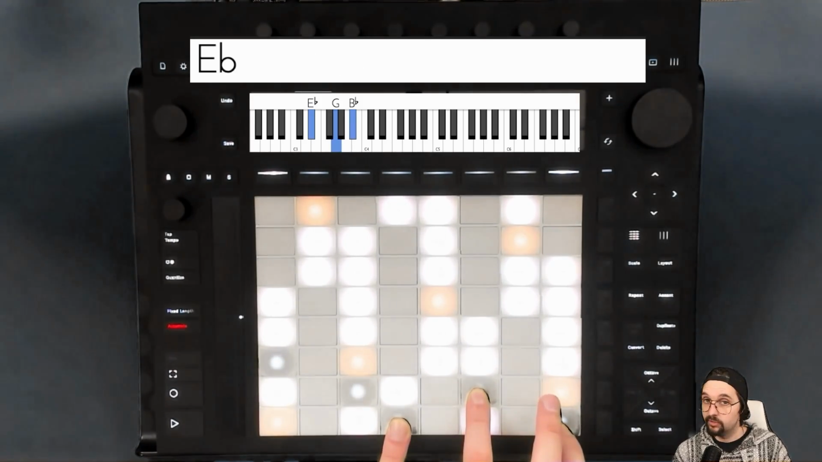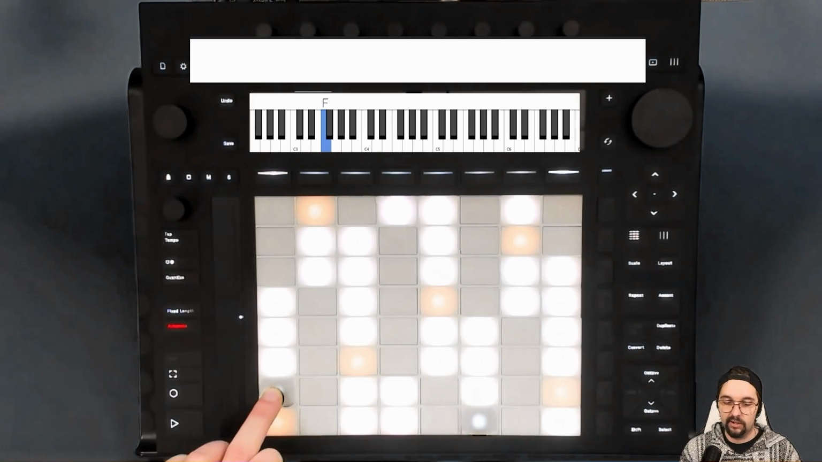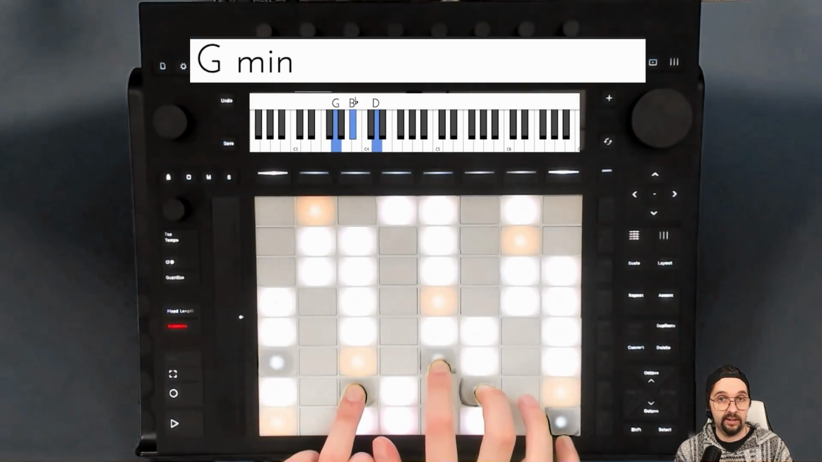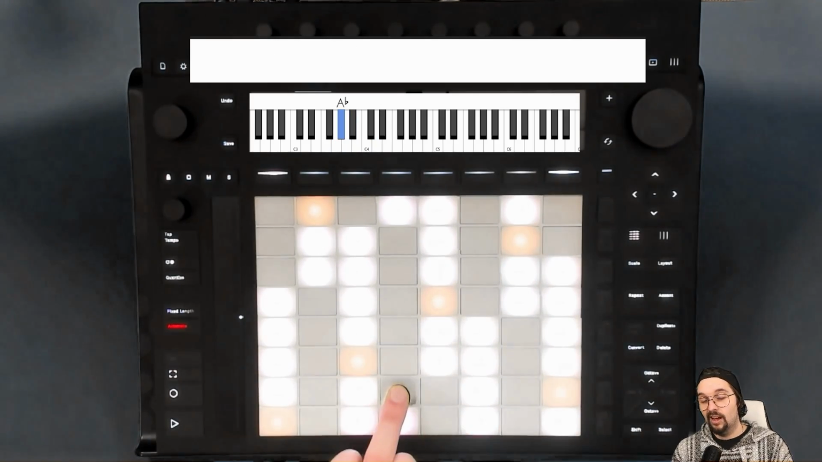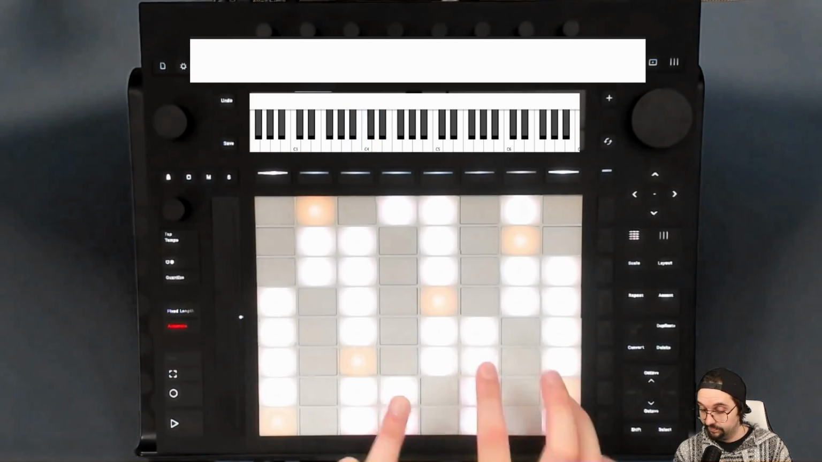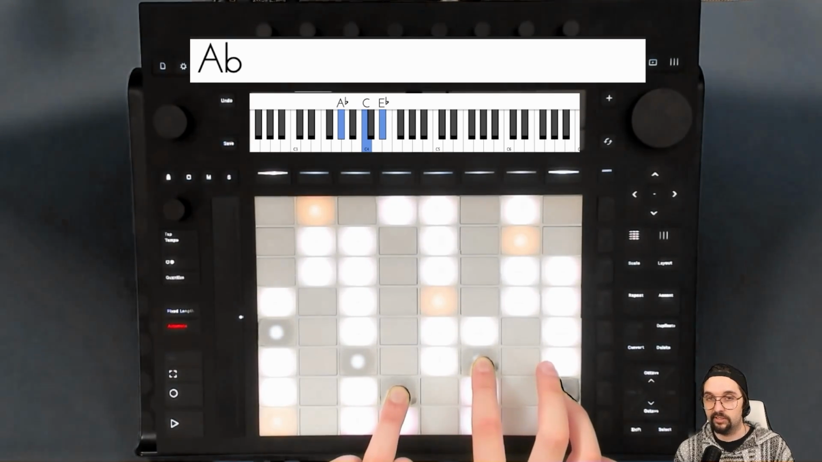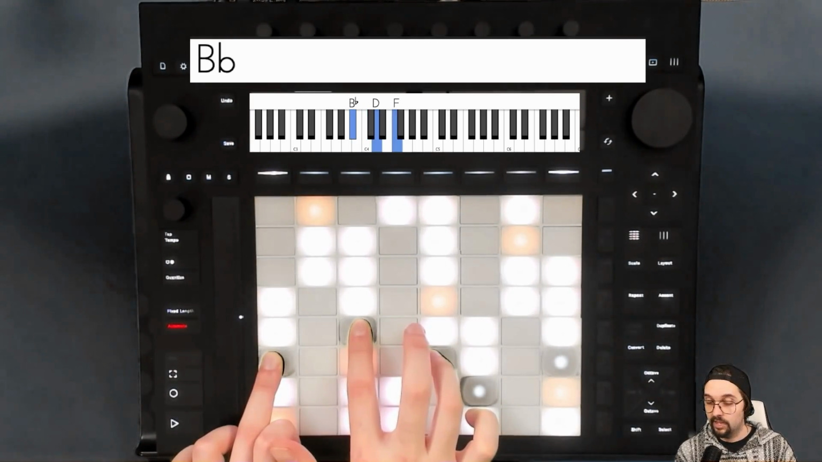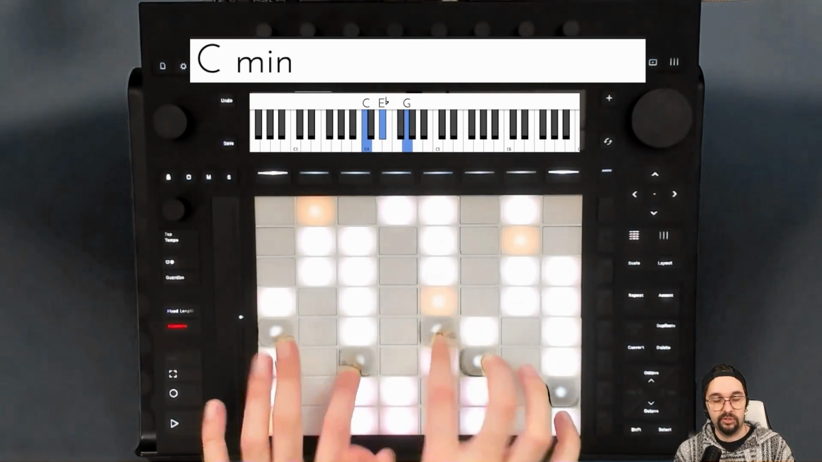So our 3 chord is major. If we continue on, our F is minor, which is our 4 chord. Our G is also minor, which is our 5 chord. Our 6 is major, but that's again A flat. Okay, A flat major is our 6 chord. And then here, B flat major is our 7 chord, back home to our minor 1.